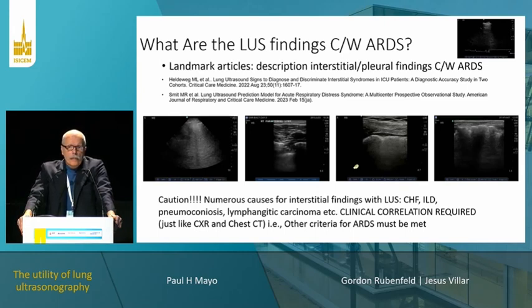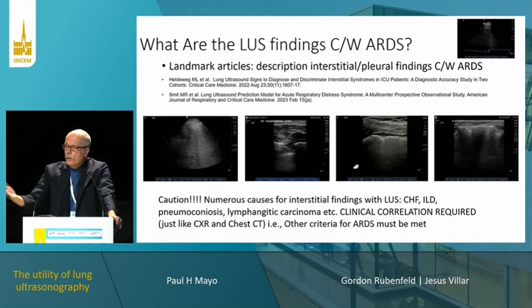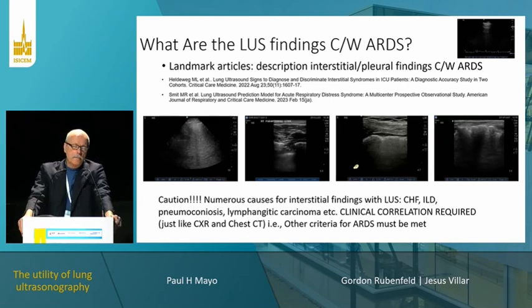Now, please, please be reminded that the LUS findings of interstitial abnormalities, small consolidation, have plenty of other causes, CHF, all the interstitial lung diseases, pneumoconiosis, lymphangitic carcinoma. Always clinical correlation is required, just as with the Berlin definition, right? So other criteria for ARDS must be made.